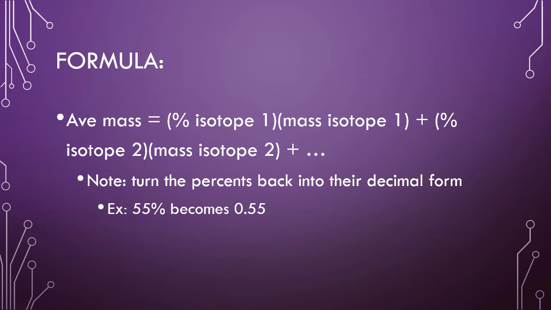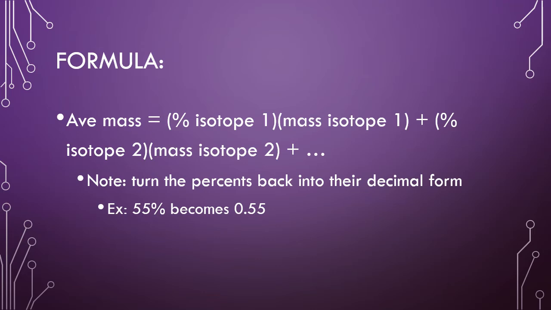The formula for determining average atomic mass is a weighted average formula, and so if you are familiar with weighted averages, this formula should look somewhat familiar. The formula is that the average mass is equal to the percent from isotope 1 times the mass of isotope 1, plus the percent of isotope 2 times the mass of isotope 2, etc., until you run out of known isotopes. Note, in order to use this formula, the percents must be converted back into their decimal form. Otherwise, you will have to divide the answer to this by 100 at the end.